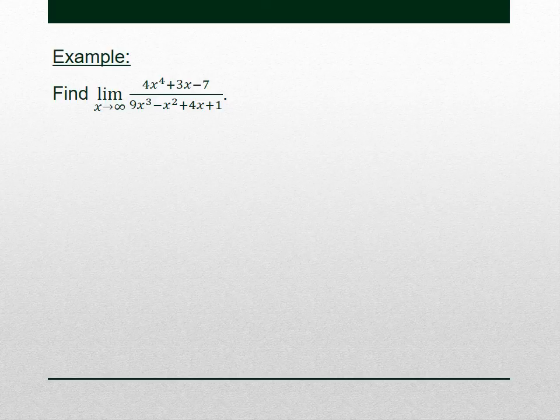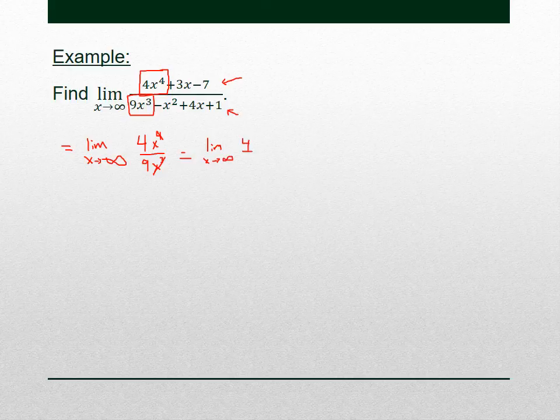Here I've got the limit as x approaches infinity of some polynomial divided by another polynomial. Using my dominant term property, since I'm taking the limit as x approaches infinity, I know this is the same as the limit as x approaches infinity, and I only need to pick the term with the highest degree in the top and the highest degree in the bottom. And I get 4x to the 4 over 9x cubed. Now I can cancel an x cubed, and I'm left with the limit as x goes to infinity of 4/9 times x.